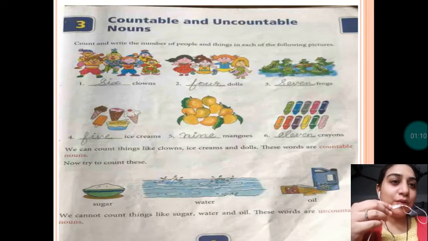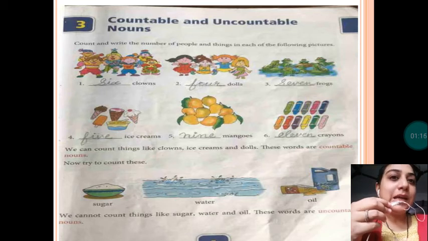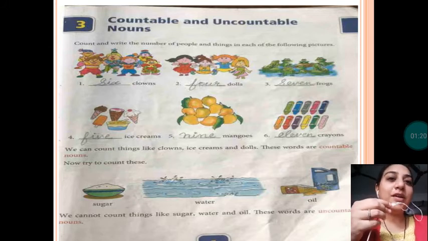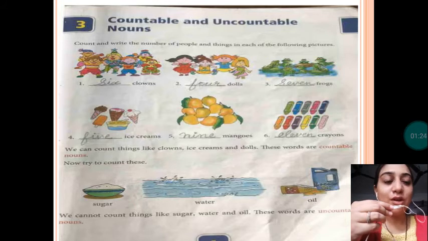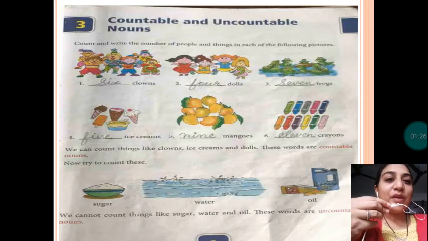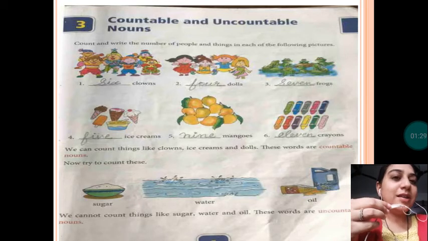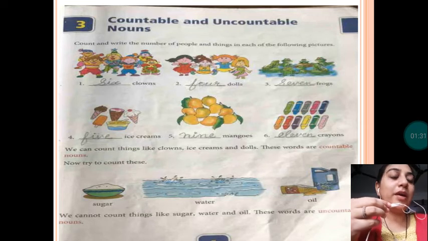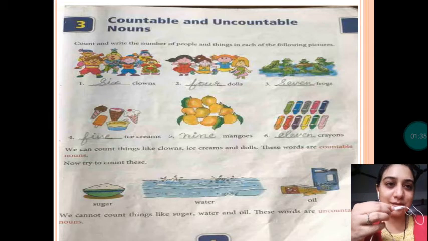So students, as you can see on the screen, you have to take out your page number 7. The first thing on page number 7 is: count and write the number of people and things in each of the following pictures. So you have to count and write. In the first image you can see there are clowns. How many clowns are there? We can see there are 6 clowns, so you have to write down 6.